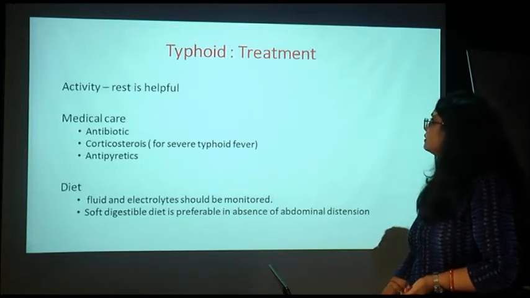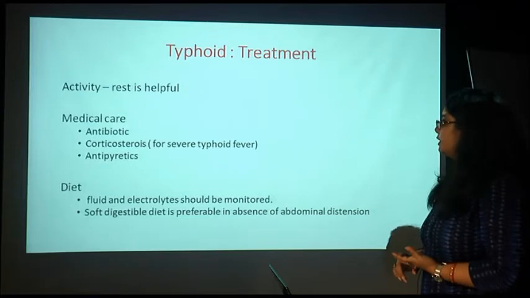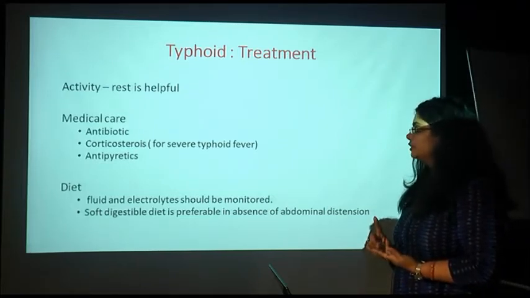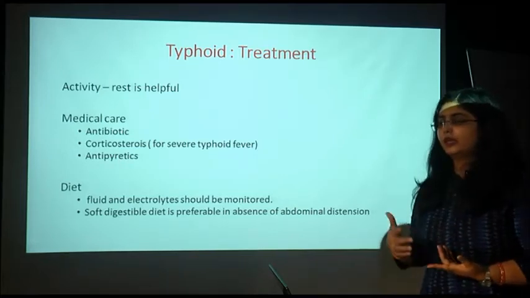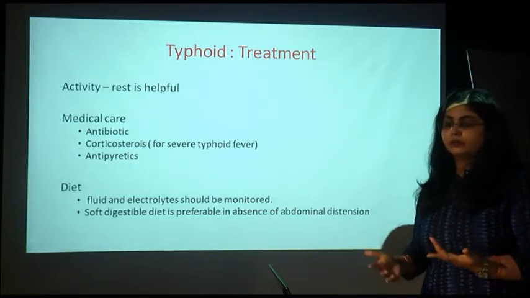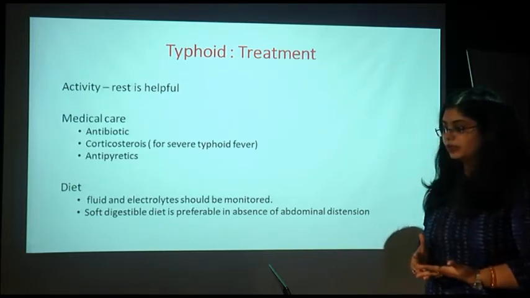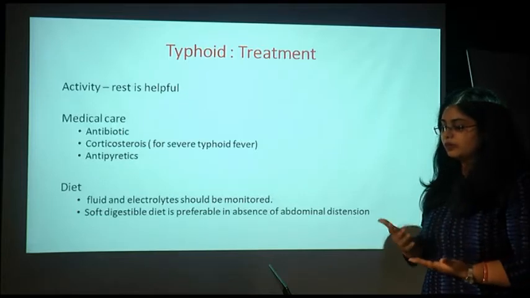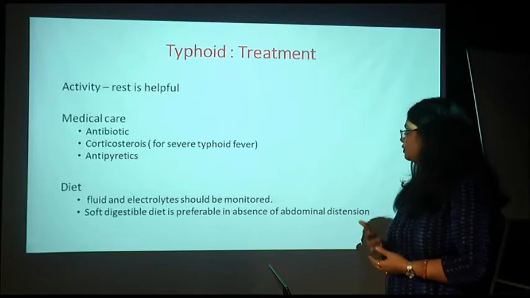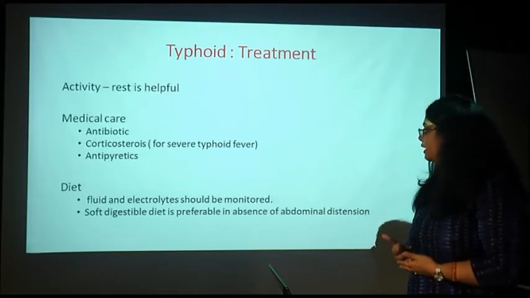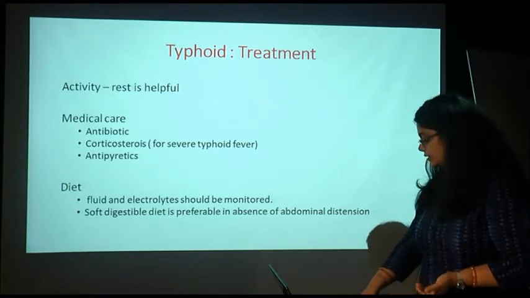So next comes how do you treat typhoid? Rest, plenty of rest. Then medical care involves the usage of antibiotics and corticosteroids if the fever is very high. Then antipyretics, drugs to bring down the temperature. Then diet. Because there is diarrhea, there is a lot of loss of fluids. So fluid and electrolytes should be regularly taken. And then a soft digestible diet is preferred in the absence of abdominal distension.